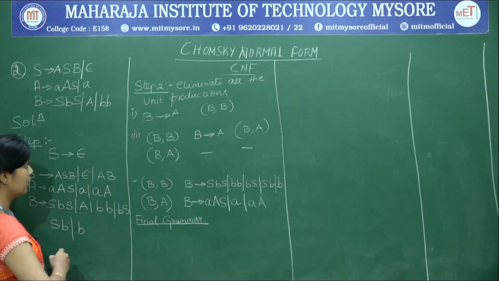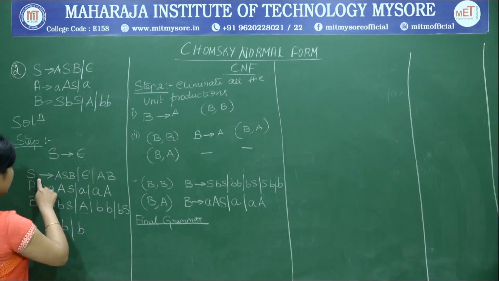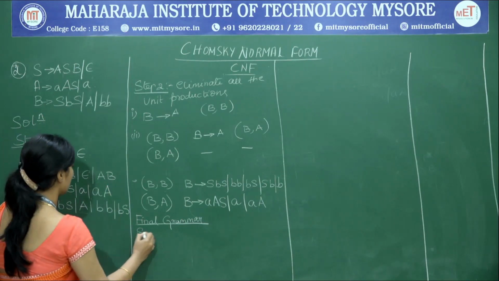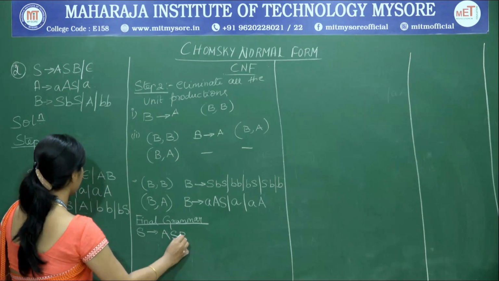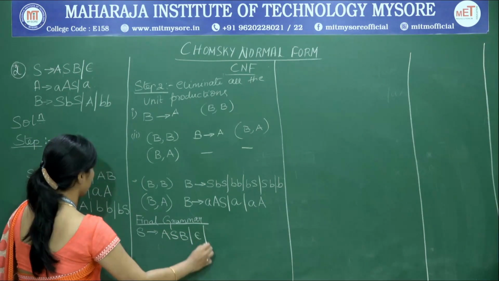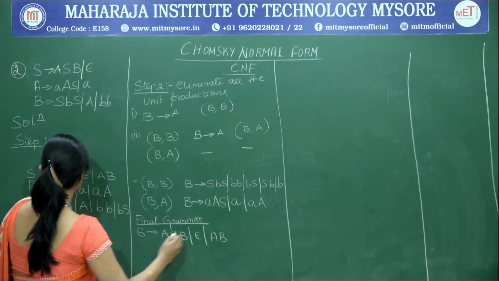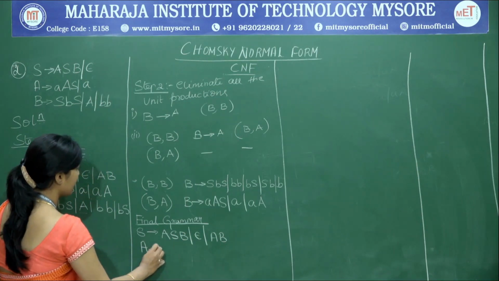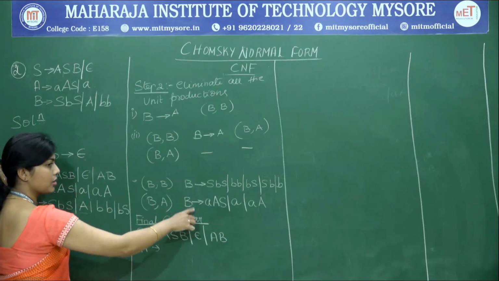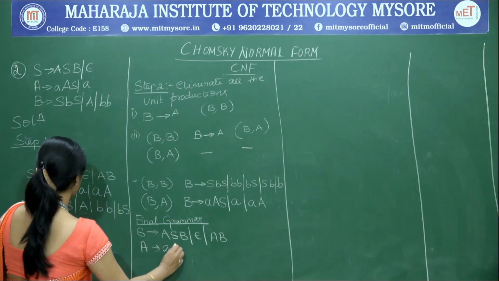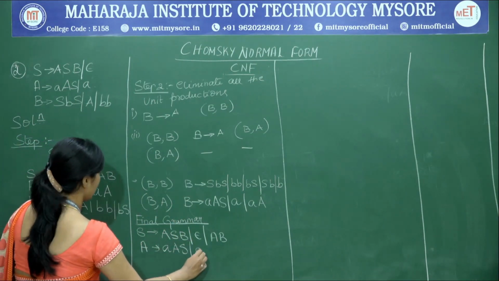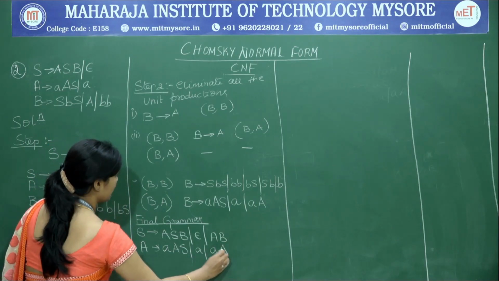So in the final grammar we write S as it is. We have not made any changes to the productions of S, therefore we write it as it is. Next we take A. We have not made any changes to A's production anywhere, so we will write this as it is, AAS, A and AA.